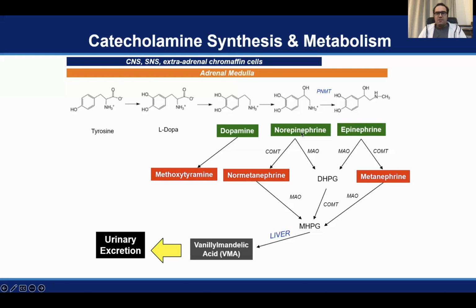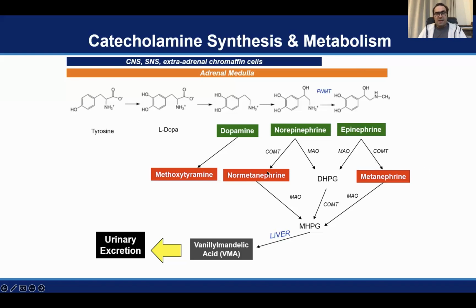But this norepinephrine and epinephrine are metabolized to their stable products, which are normetanephrine and metanephrine respectively. And these are very stable and can be measured at any point of time. So whenever the patient has high normetanephrine, that means it is all coming from norepinephrine. And if the patient has high metanephrine, that will come from epinephrine. We should understand one thing: as PNMT is only in the adrenal medulla, epinephrine is also made only in the adrenal medulla, so whenever metanephrine is high, this is coming from the adrenal medulla.